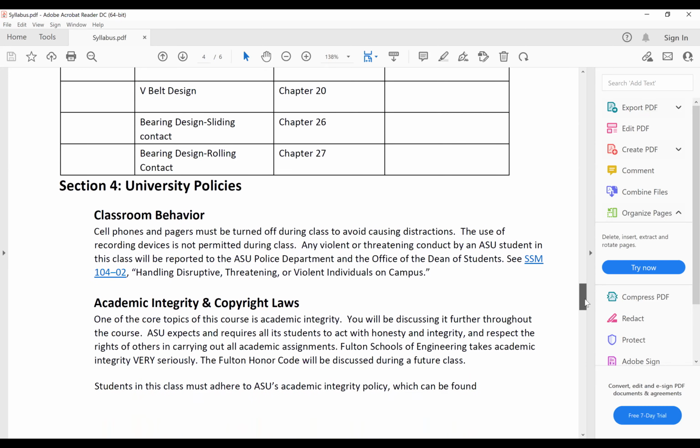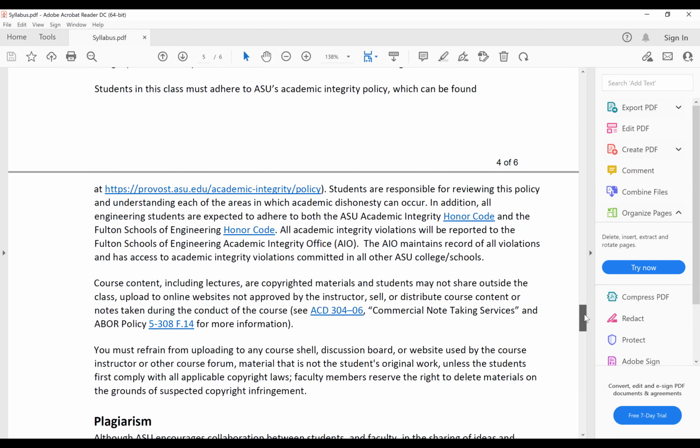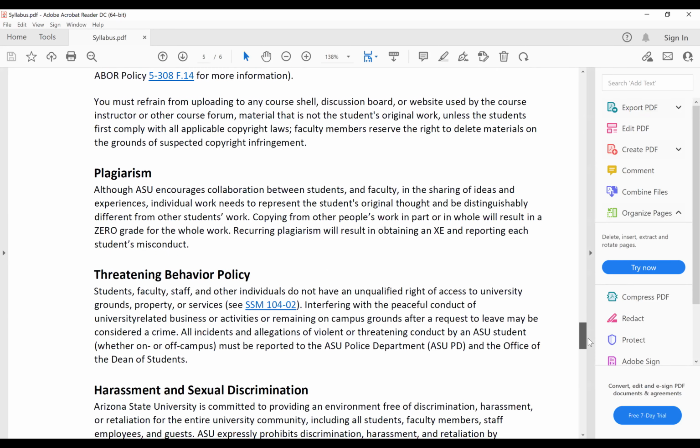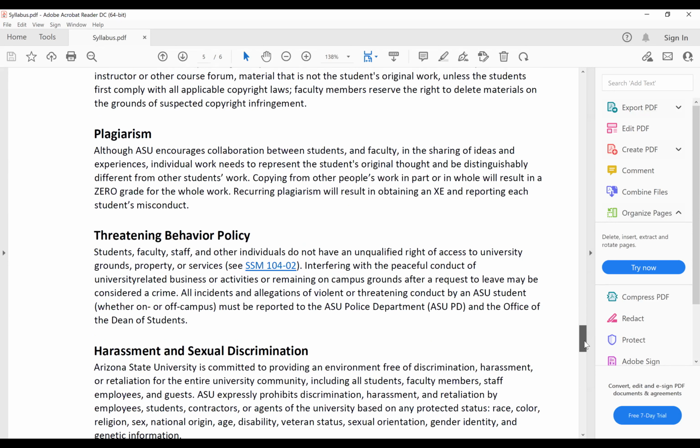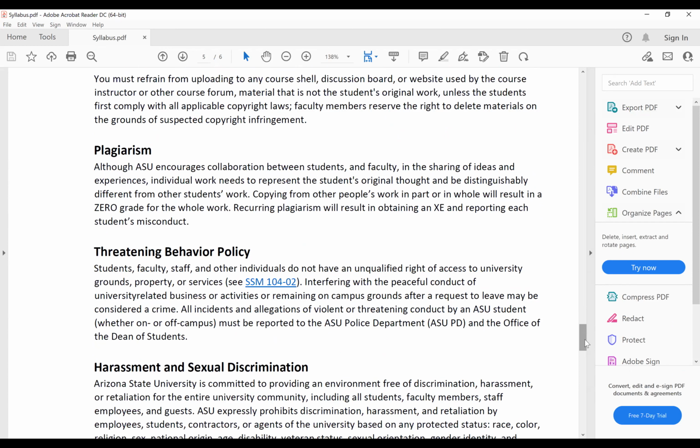And now again, classroom behavior. Please go through this. Plagiarism. So please don't cheat or don't copy solution manuals. If you want to work with someone together on some design problems, that's okay. But I want you to turn in your own work. Just don't tell me, hey, I work with him, so whatever grade he got, I should get the same grade. That doesn't work. Actually, I have had students telling me that.